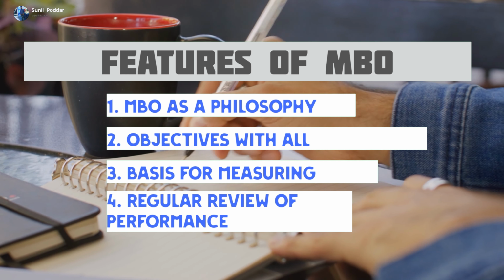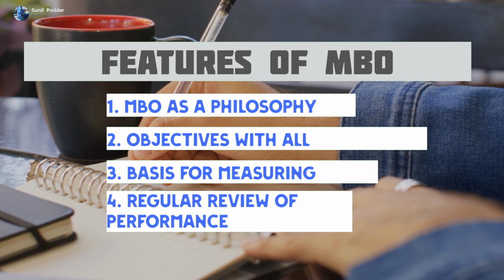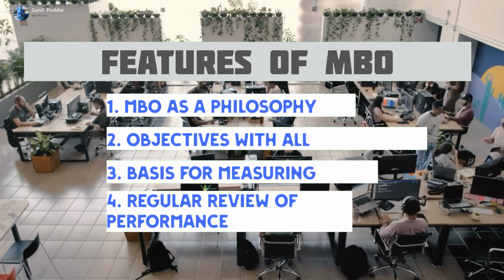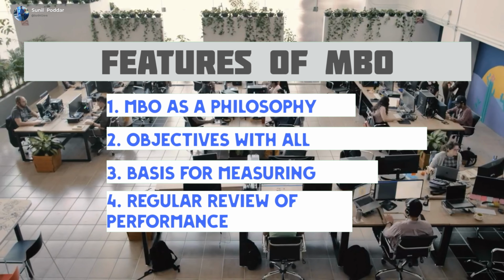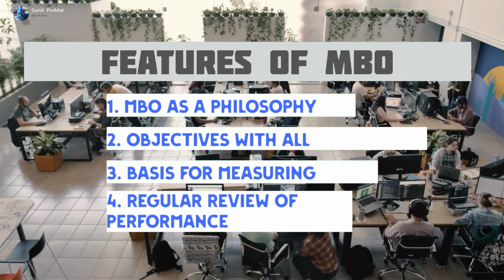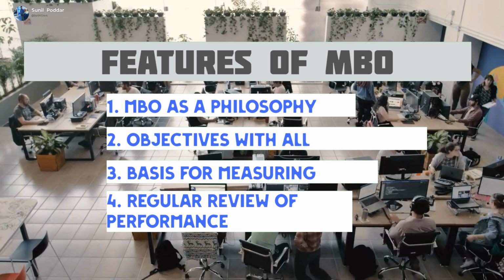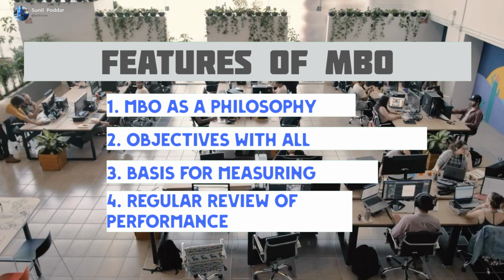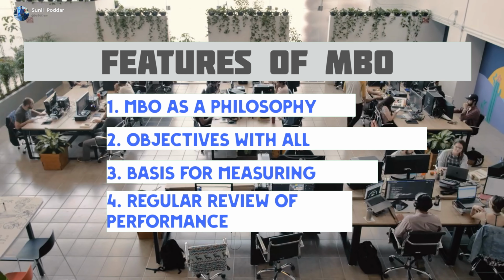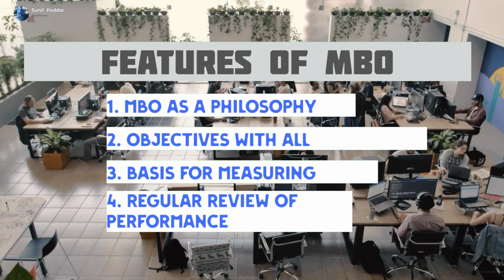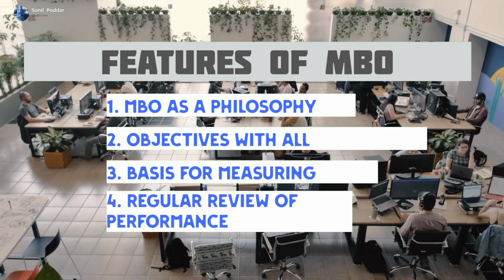Features of management by objective. MBO as a philosophy. MBO isn't just a technique. It is a comprehensive management approach that influences all aspects of an organization. For example, a company like Google uses MBO not just in project management but in shaping its overall culture of innovation and performance. Objectives decided collectively.